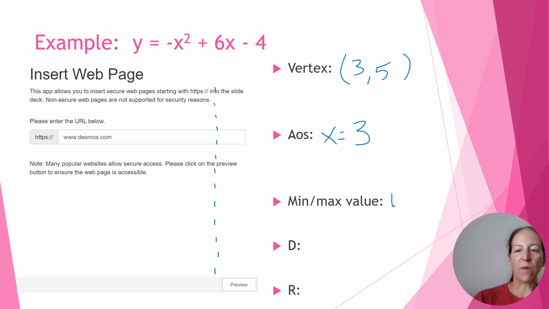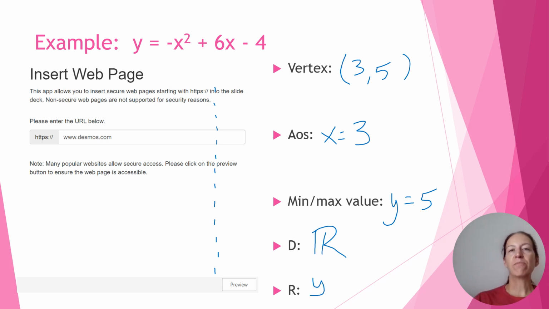This will be y is equal to 5. So essentially the coordinates of the vertex, one of them gives you the axis of symmetry, one of them gives you the min-max value. Now, this last part, this is the new stuff. The domain of every single parabola, all of them, is all real numbers.